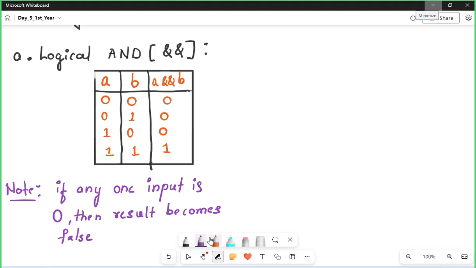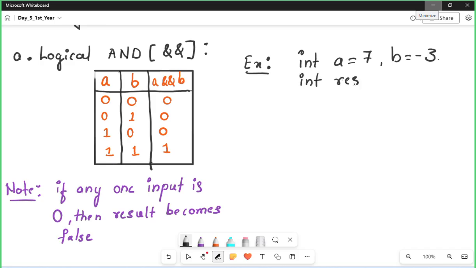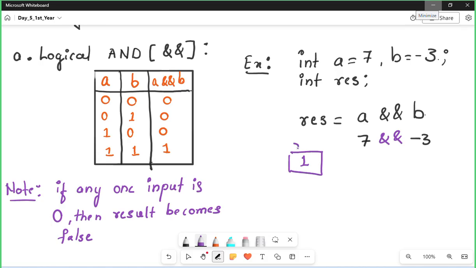Are you understanding now? Let us take one example here. int a is equal to 7, b is equal to -3, and another variable called res to store the result. Now if I write res is equal to a logical and b, here a value is 7 and b value is -3. We need to perform the logical and operation. The result of this will be true.